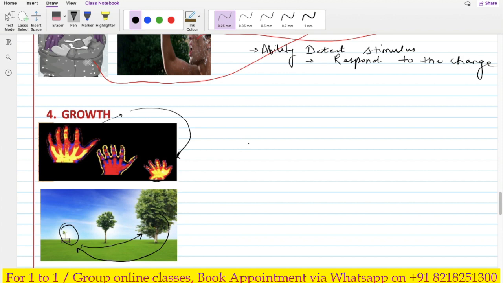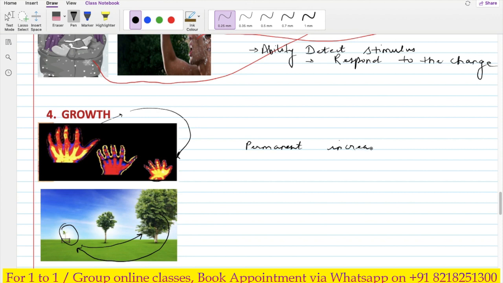The keyword you have to remember over here is permanent. Is it permanent or temporary? This is permanent. Increase, definitely growth is increase. Oh, that's quite dirty. Let me write it again. This is permanent.